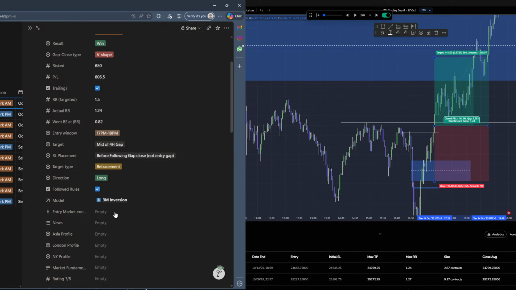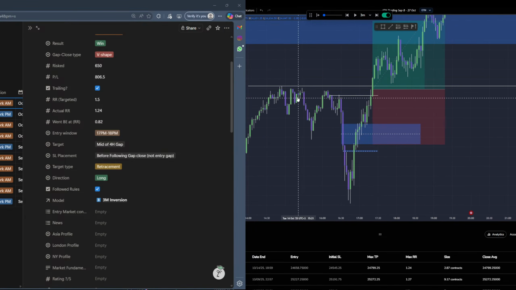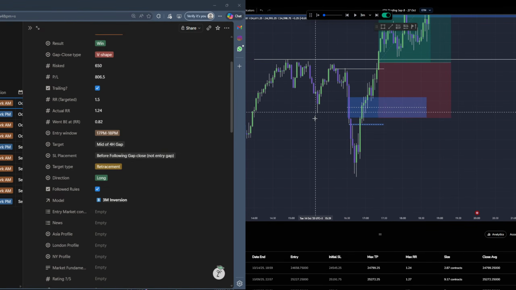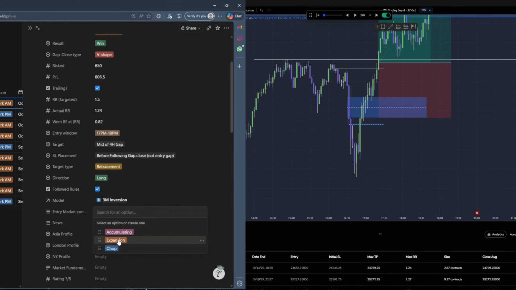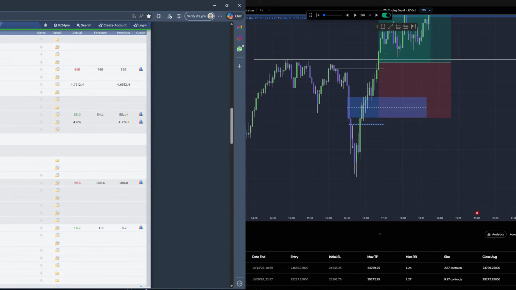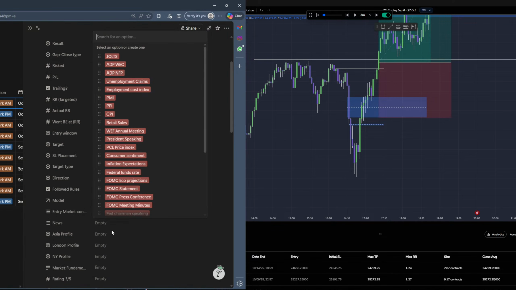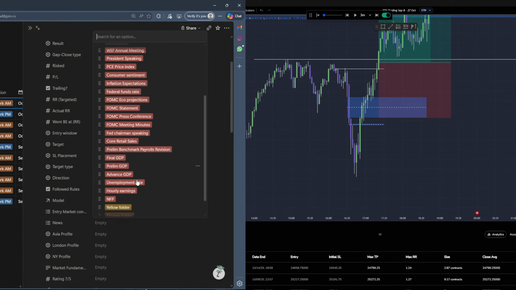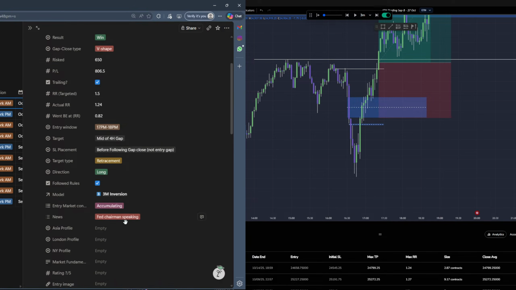Inversion. True market, we were for the inverse accumulating pretty much since we're in a range. For news, we had just Powell speaking, I think. Yeah, just Powell speaking. Where is Fetcher speaking? Okay.